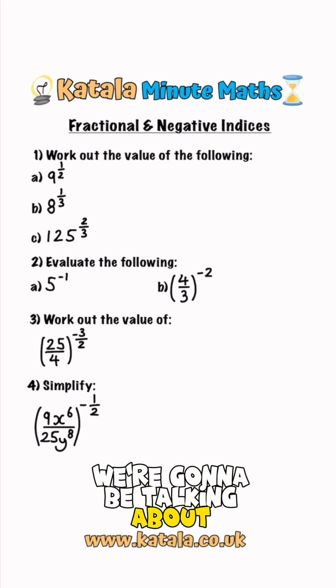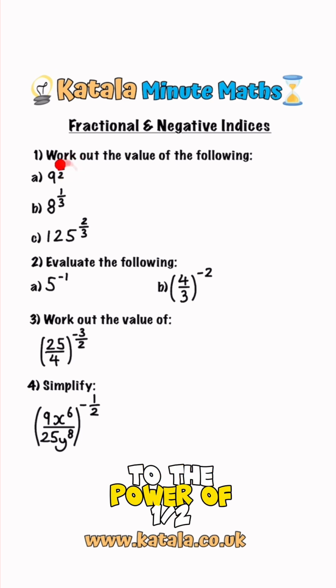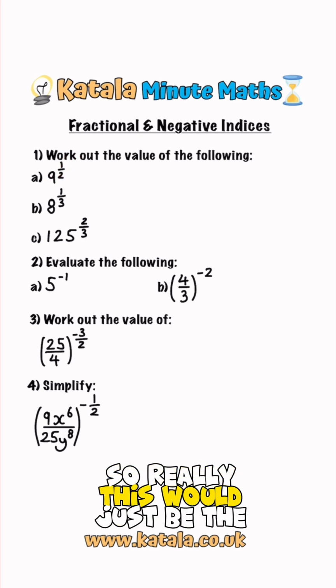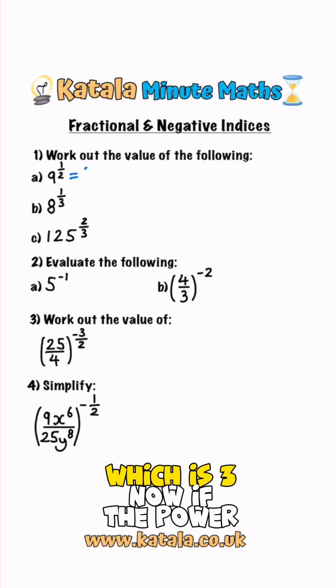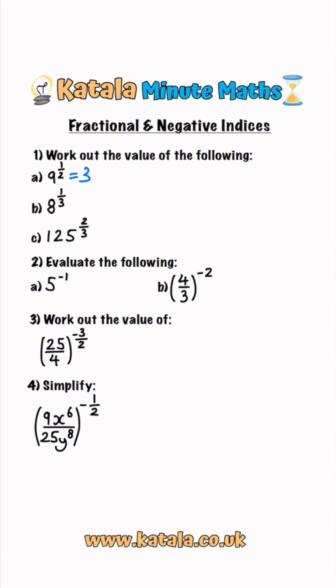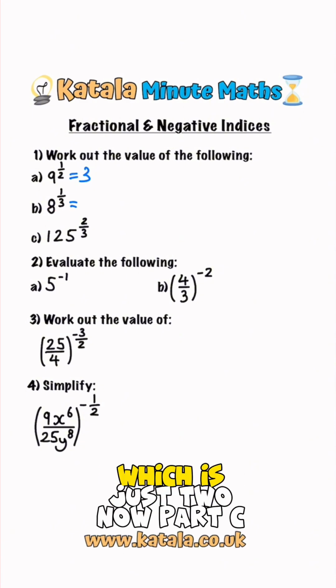In this clip, we're going to be talking about fractional and negative indices. So we're trying to work out the value of 9 to the power of a half. Now, a power of a half basically just square roots the number. So really, this would just be the square root of 9, which is 3. Now, for power of a half square roots, what do we think the power of a third is going to do? It's going to cube root the number. So 8 to the power of a third is the cube root of 8, which is just 2.